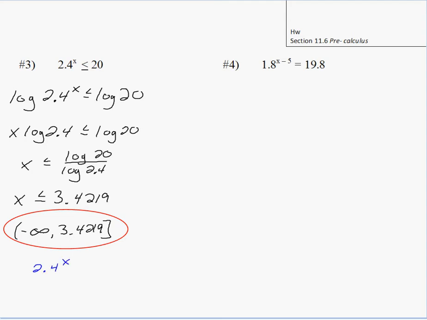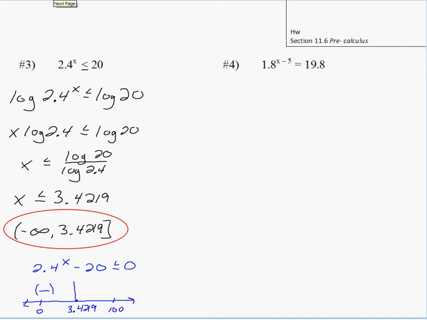Sometimes when you have inequalities, you get some strange answers and you don't even know it. So if you take your original inequality and get 0 by itself by subtracting 20 from both sides, you get 2.4 to the x minus 20 is less than or equal to 0. Reading it with the x side first, we're saying that we want negative answers because it has to be less than or equal to 0. So take the solution that we got, 3.4219, pick a test point on a number line to the left and the right of that. Plug that into the original inequality with 0 by itself here.